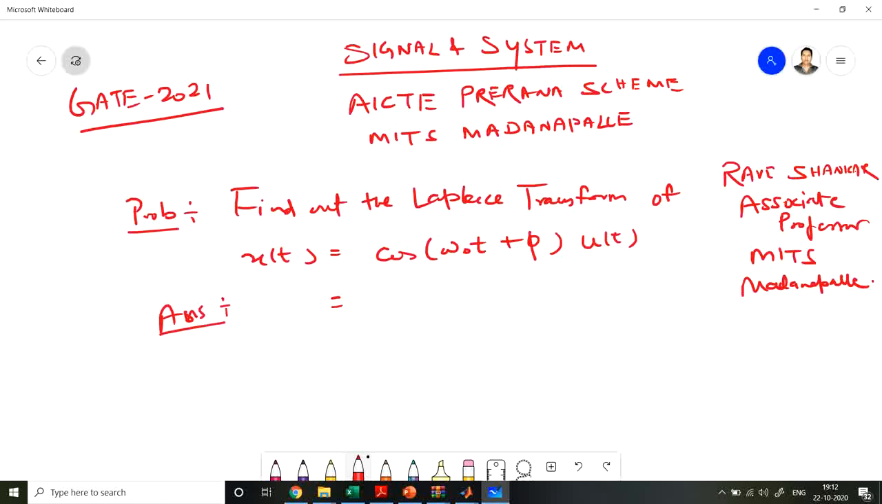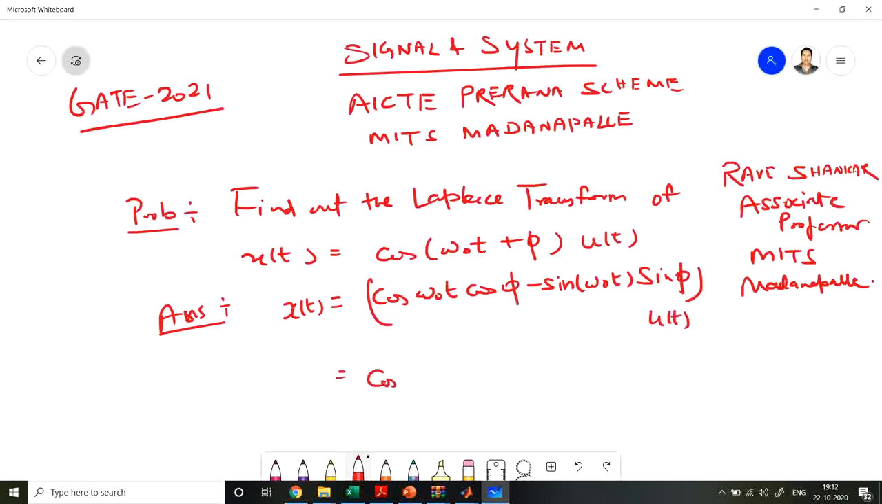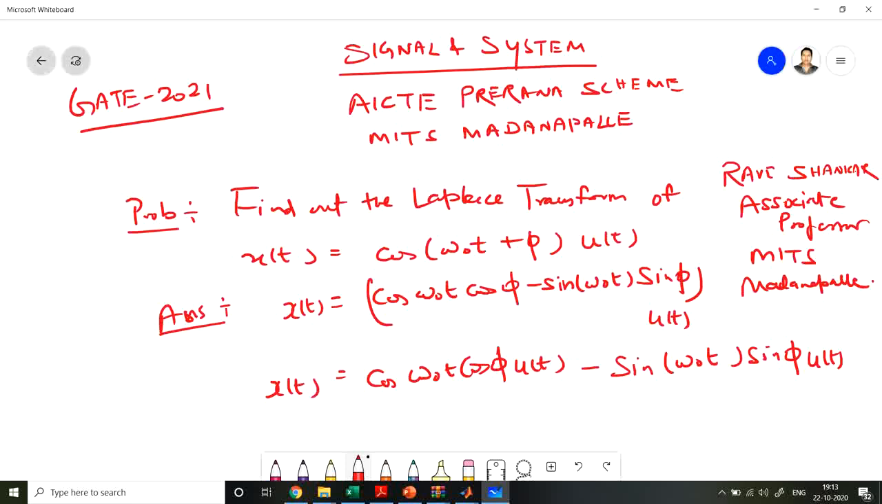It can be written as x(t) = [cos(omega naught t) cos(phi) minus sin(omega naught t) sin(phi)] u(t), using cos(a plus b) = cos a cos b minus sin a sin b. That equals cos(omega naught t) cos(phi) u(t) minus sin(omega naught t) sin(phi) u(t). So this is x(t).